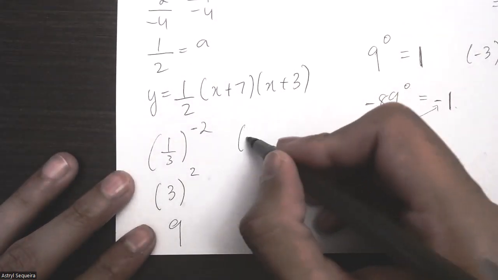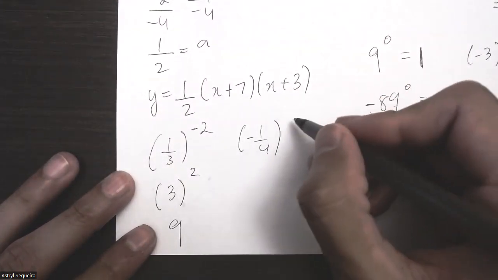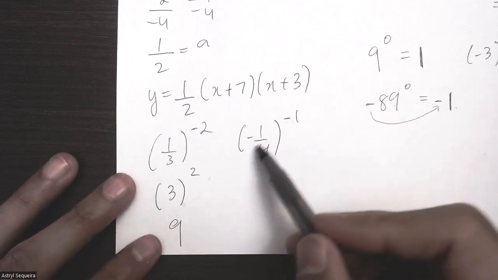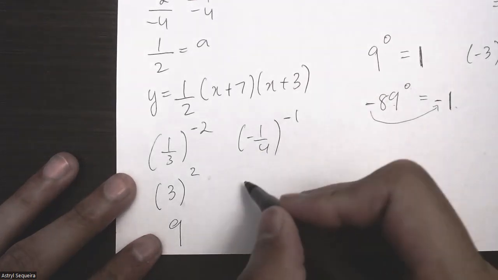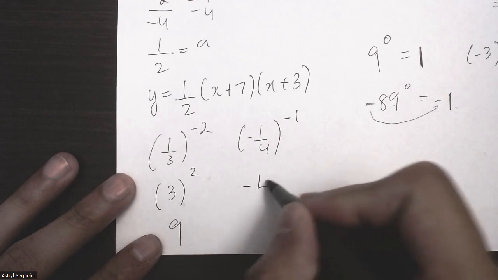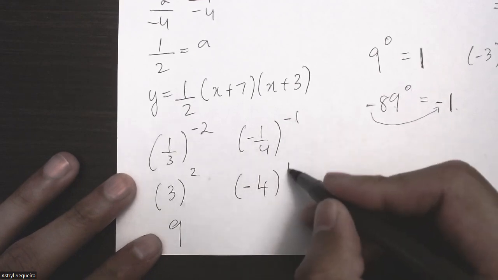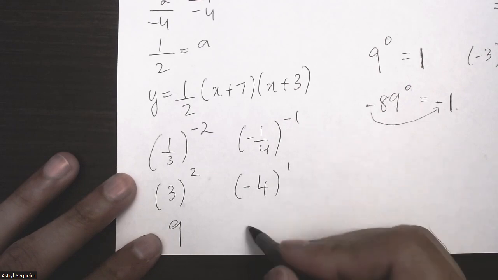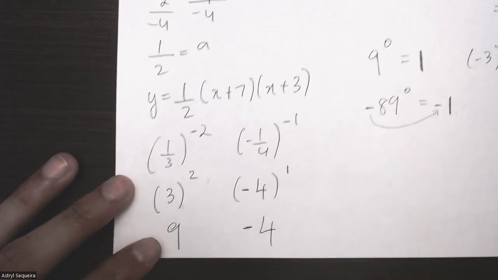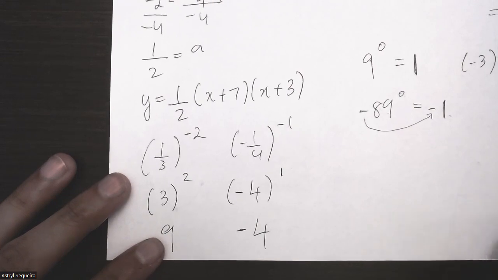Okay, let's say I have negative 1 over 4 to the power of negative 1. If I flip this upside down, it's going to become negative 4. Don't get rid of the negative on the inside here. Only get rid of the negative in the exponent. Negative 4 to the power of positive 1 is just negative 4.